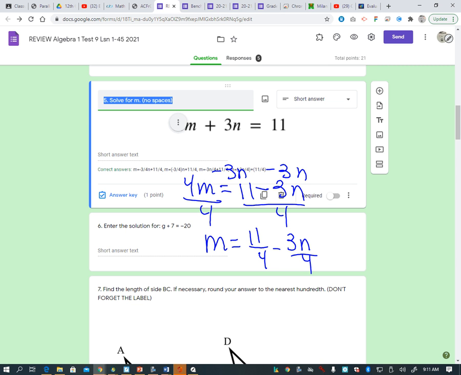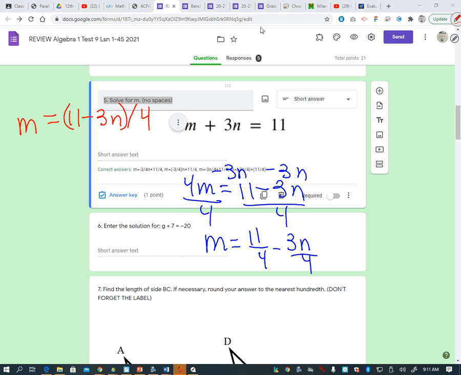Okay, so if you were going to do that, right? Here, let me show you. If you're going to do 11 minus 3n divided by 4, let me show you how you have to write it. I would have to put this in parentheses divided by 4. If I don't have the parentheses, then the only thing I'm dividing by 4 is the negative 3n, and I will count that wrong. Okay? Do we understand? So the answer is 11 over 4 minus 3n over 4.